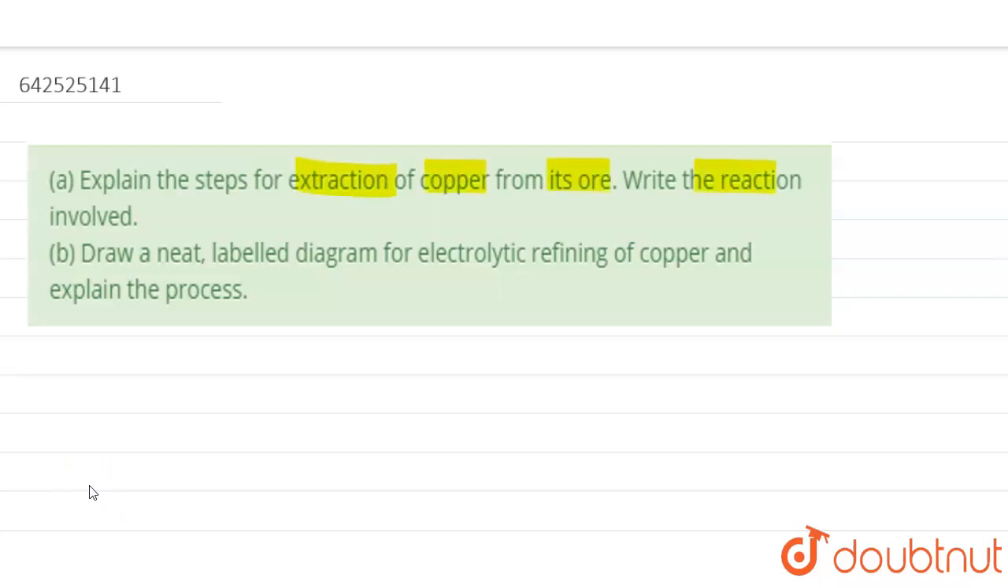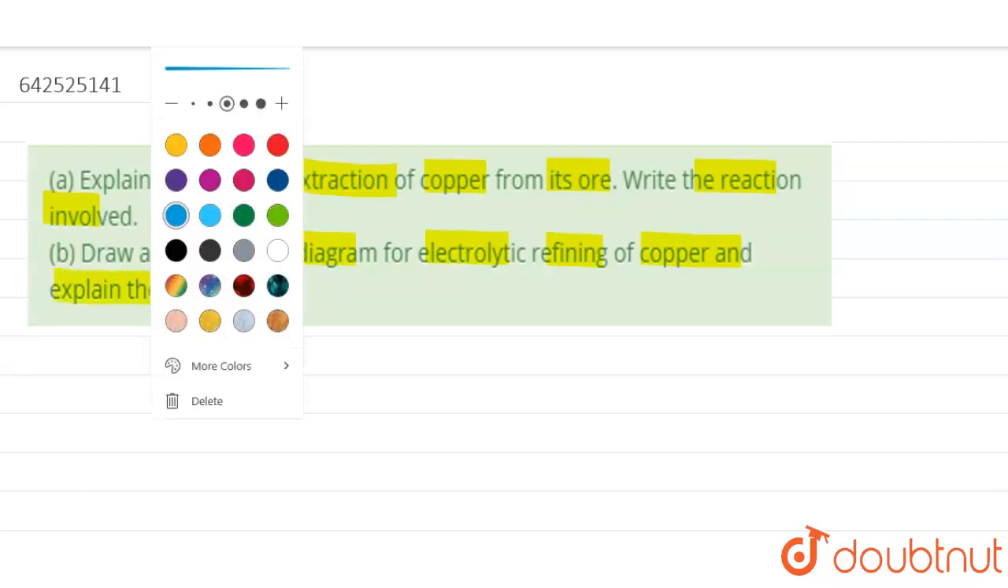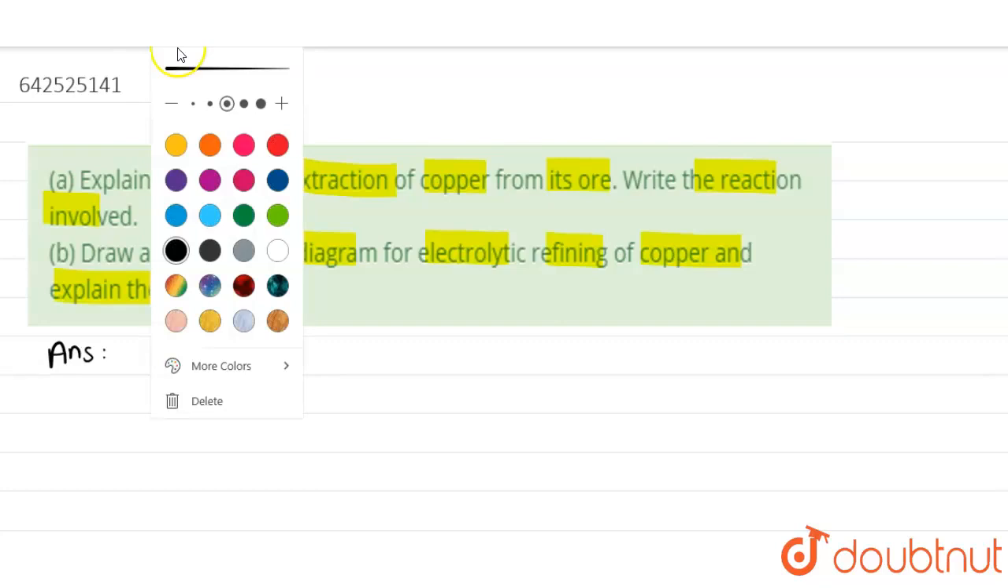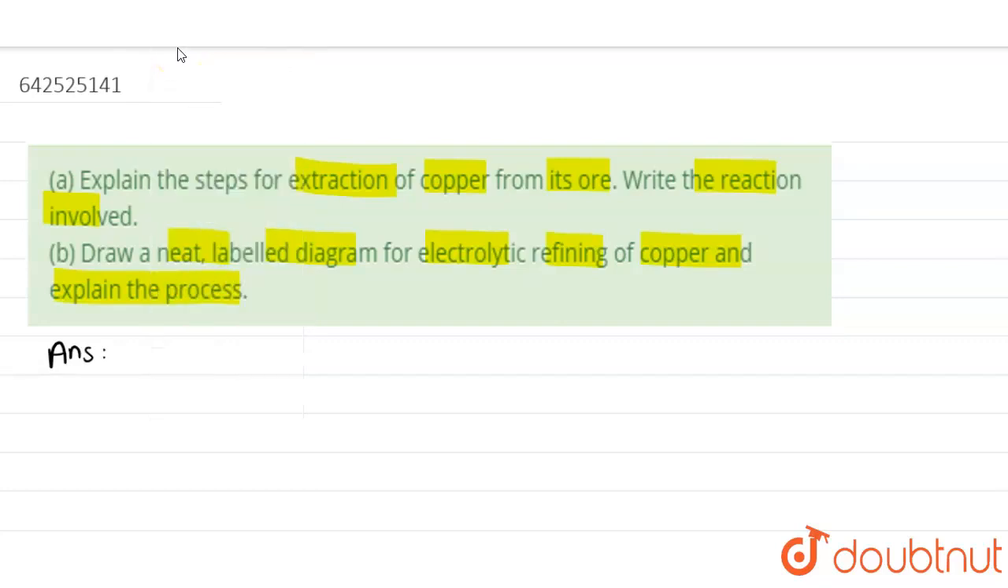So the question is, explain the steps for extraction of copper from its ore. Write the reaction involved. Draw a neat labelled diagram for electrolytic refining of copper and explain the whole process. So let us start the question. First we focus on the extraction of copper.